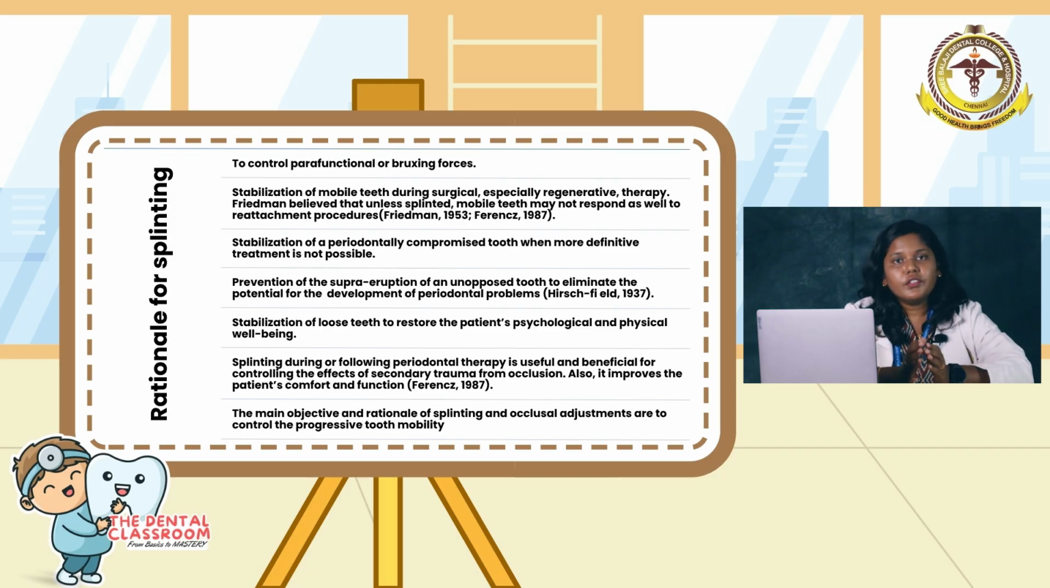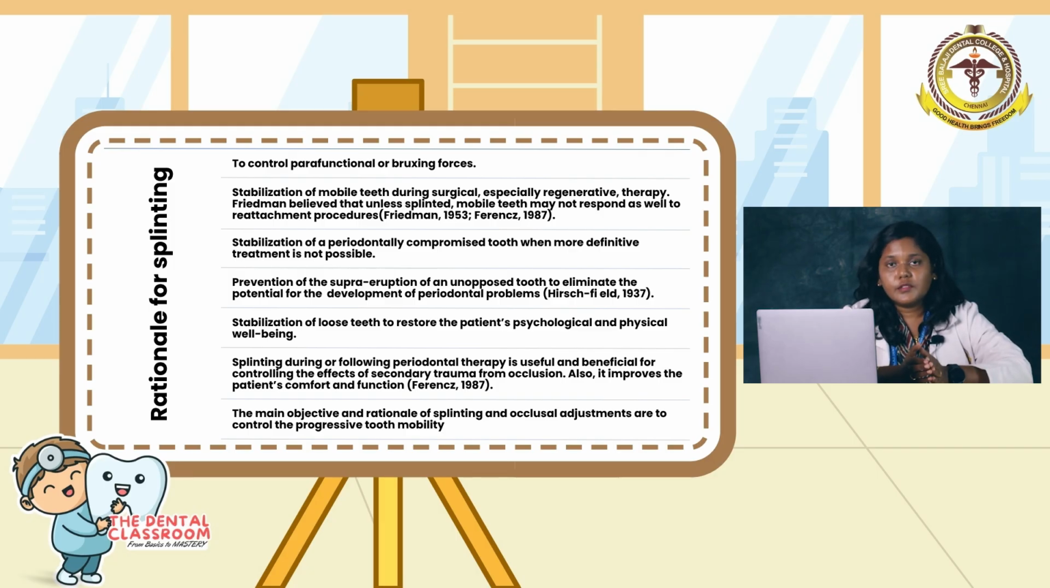So now coming to the rationale for splinting. When can you splint teeth? You can splint when the patient has parafunctional habits like bruxism, and when the patient is undergoing regenerative periodontal therapy, where the mobility of the teeth is going to hinder the new attachment that occurs after regeneration. In those cases, we can splint the teeth.